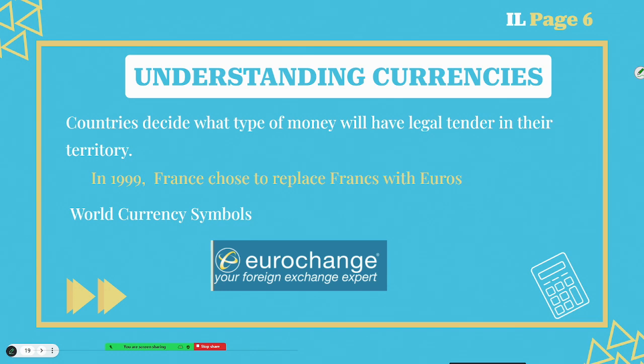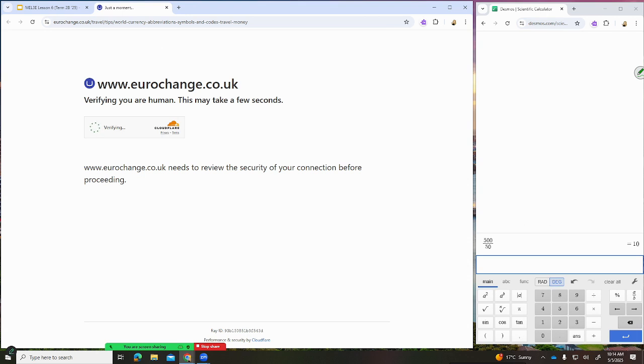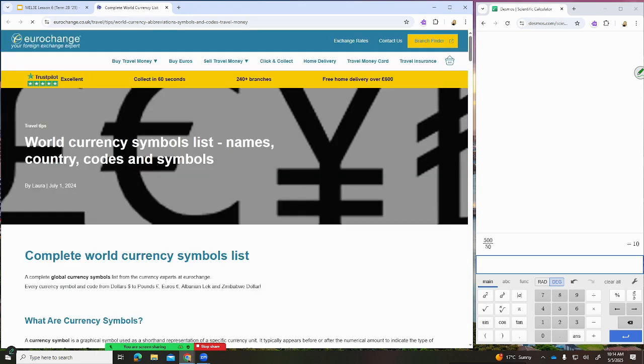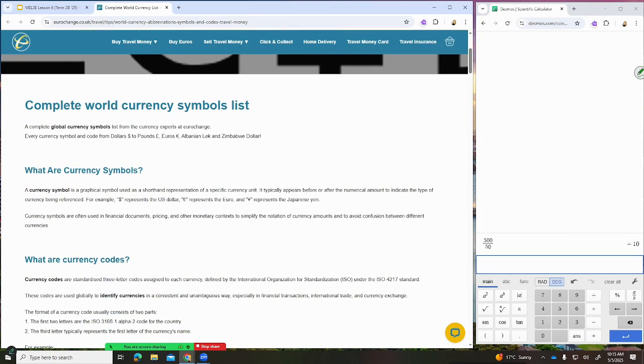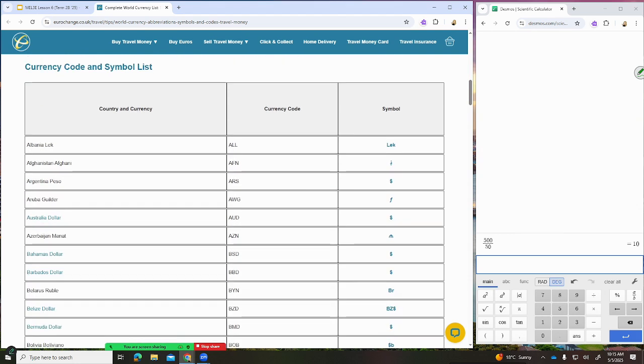We also learned that the country gets to decide what type of money they will have as legal tender. We learned that in 1999, France chose to replace their francs with euros. If this is something that interests you, maybe you're planning a trip and you want to do some research, you can go to eurochange.co.uk. There are lots of sites, it doesn't have to be this one, but this was one I wanted to show. All of the different world currencies, their symbols, their list, so that you can have a better idea of what's available and what it looks like.